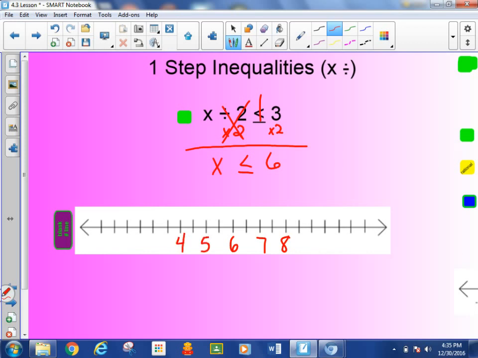And my circle goes on 6, and it's going to be colored in because we have the line underneath. And 6 is the bigger number, so x is smaller. X is going to fall to this side of our circle.